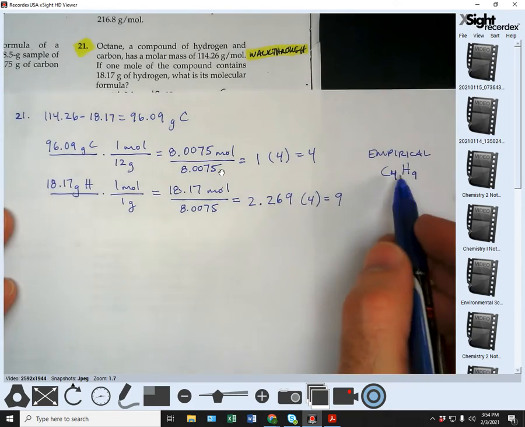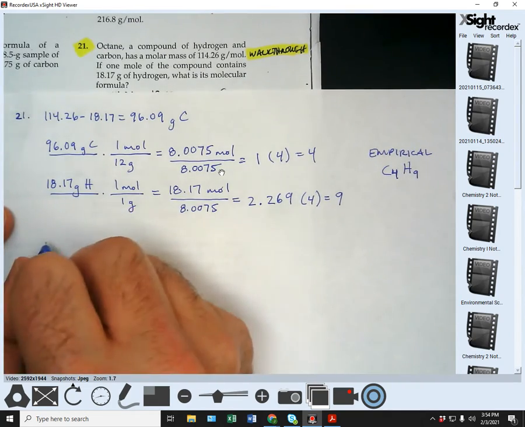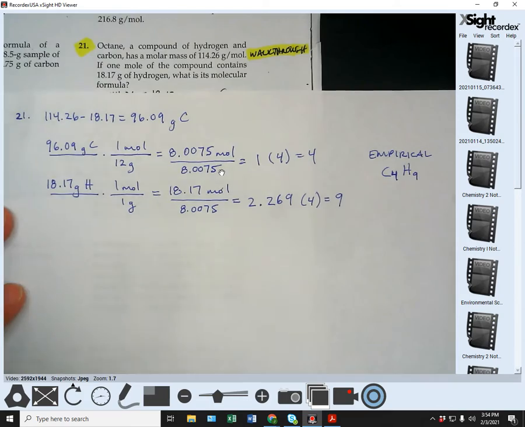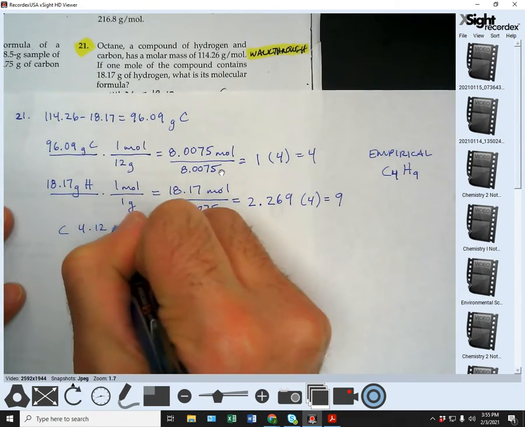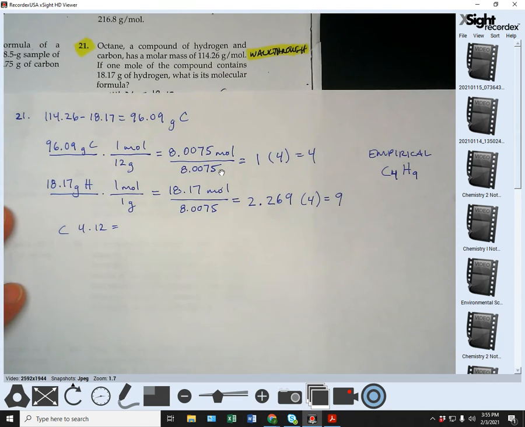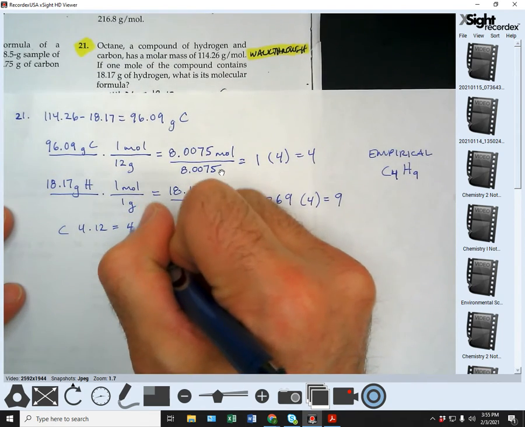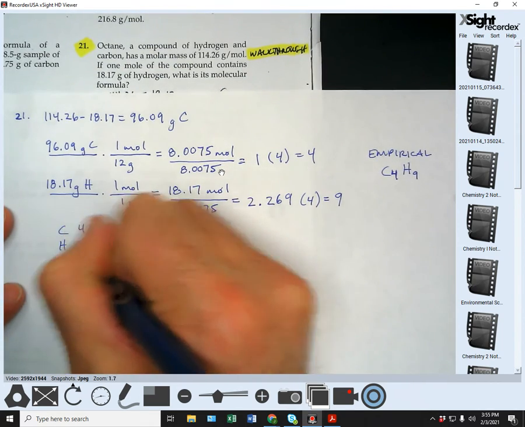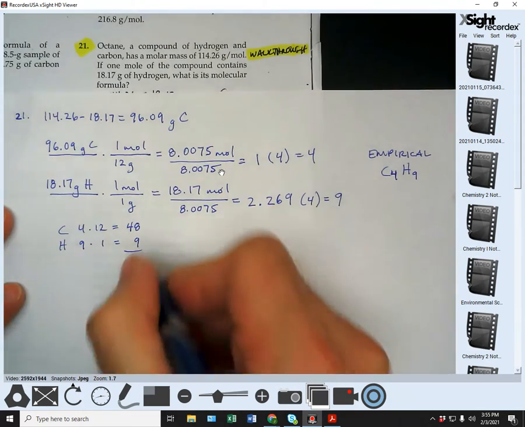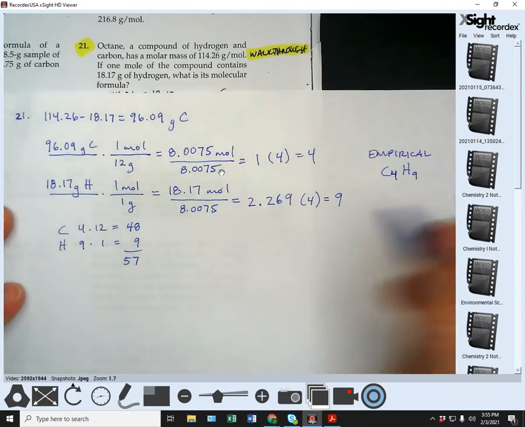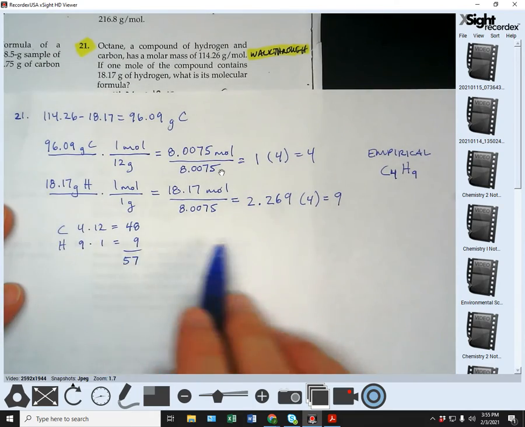Then we're going to take this. We find the empirical formula mass. And again, you don't have to show this part of the work, but carbon 4 times 12, 48. Hydrogen 9 at 1, 9. So we get 57. So you don't necessarily have to show this, but you do need to show this next part.